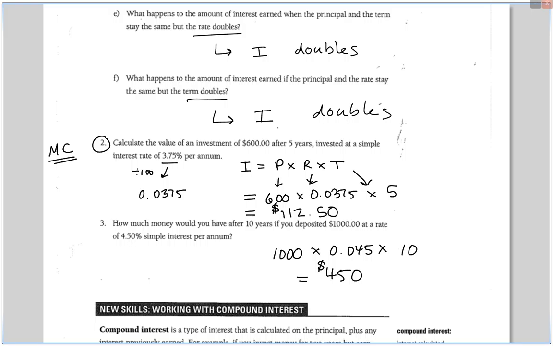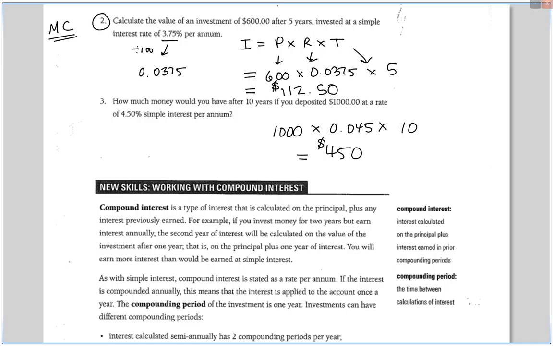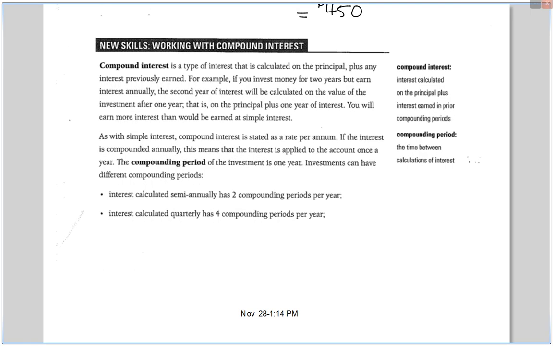So 450 bucks. And like, think about this for a second, just in real life application. You're gonna put $1,000 for 10 years to get 450? Is that worth it? No. Simple interest is not really a real thing. The real application in actual life is this thing called compound interest.